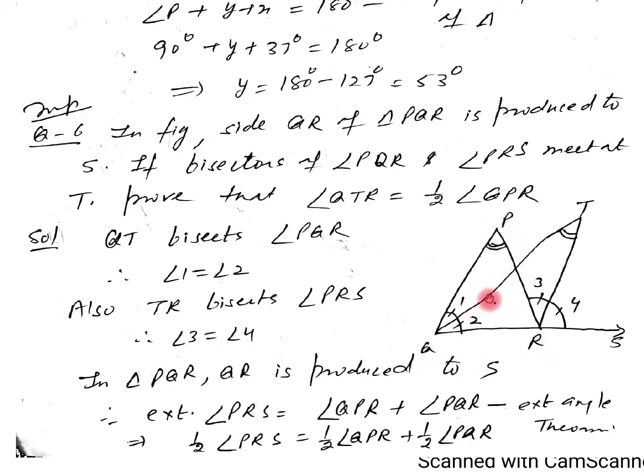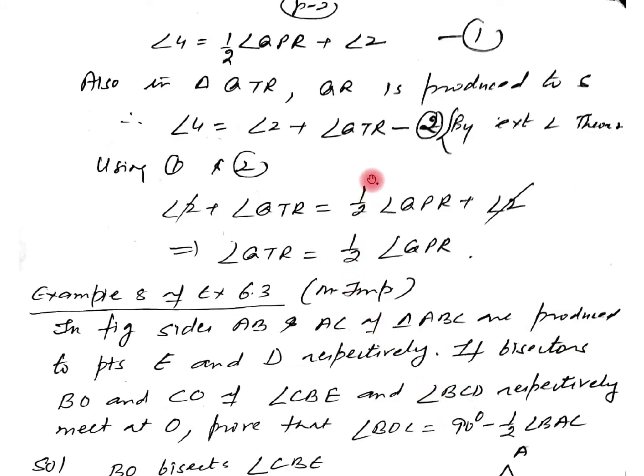So secondly, I have taken this triangle, and again applying the same result: the exterior angle is equal to the sum of its interior opposite angles. It means angle 2 and angle QTR. Now let us see. Equating equation 1 and equation 2, the right-hand sides are equal, so the left sides must be equal. So I can write angle 2 plus angle QTR equal to half angle QPR plus angle 2. Now simplifying, angle 2 will be cancelled. We are reaching the result: angle QTR equals half angle QPR.